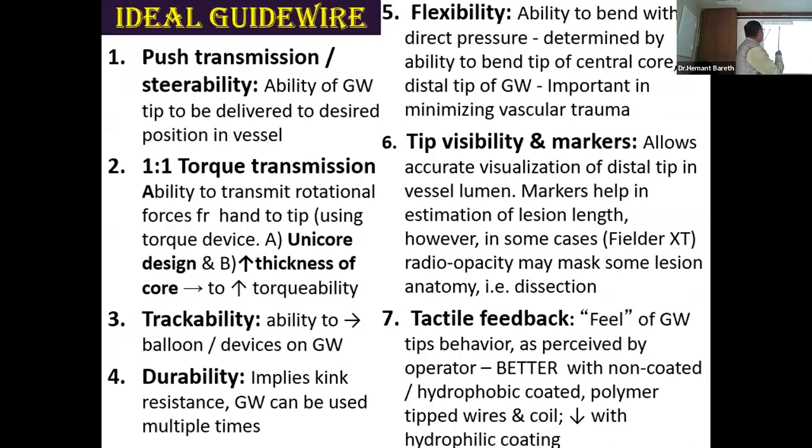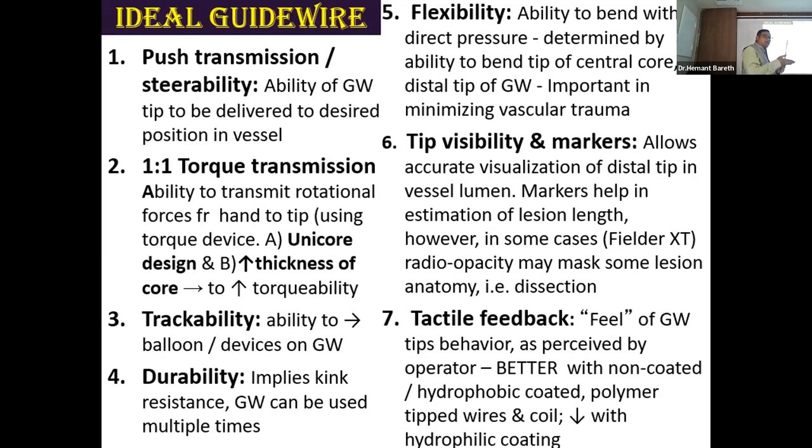Now, what do we need in an ideal guide wire? Number one, of course, we need that the guide wire should be able to be pushed into whatever region that we want to go into. So the steerability of push transmission is, of course, as you might imagine, very important. Then the second thing that you want is there should be a one-to-one torque transmission. So if you move it like this, the wire should move like this. So there should be a one-to-one thing. It is not that you move, but the wire is not moving, then it is not torqueable.